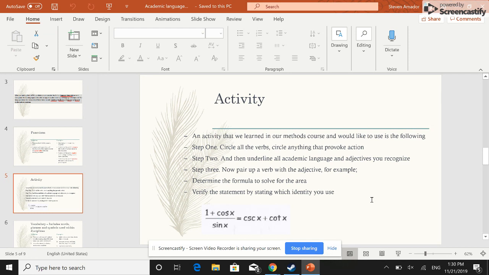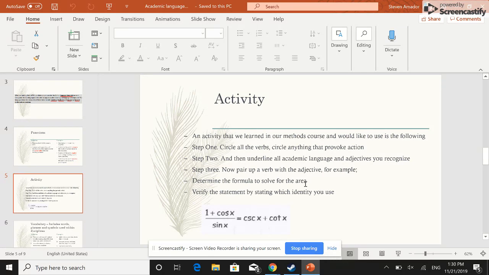Step two would be compare what. They would underline the adjective. Comparing what? The functions, the units, what are we doing here? Step three would be to pair them up to see which ones correspond together. For example, in the one below it, it's determine what. They would circle determine and underline formula because they had to determine the formula, and then circle solve and underline area. They're determining the formula and solving the area.